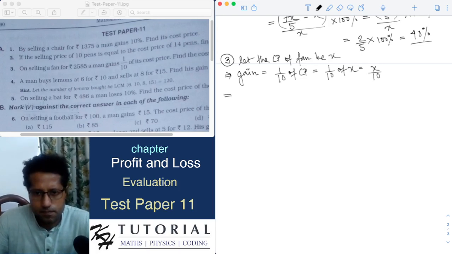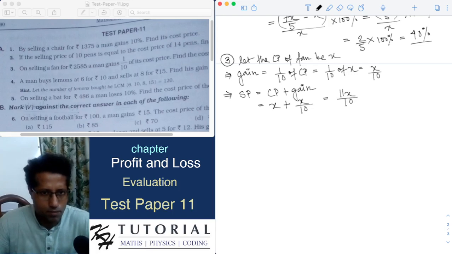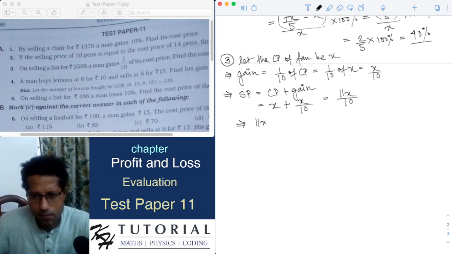Now this implies the selling price will be equal to cost price plus gain. Now cost price we have assumed to be x, gain we found to be x by 10. So selling price is coming to be x plus x by 10. This is 11x by 10. Now selling price is already given because it says that on selling a fan for rupees 2585. So this implies 11x by 10 is equal to 2585. This implies x equals 10 by 11 multiplied by 2585, this much rupees.